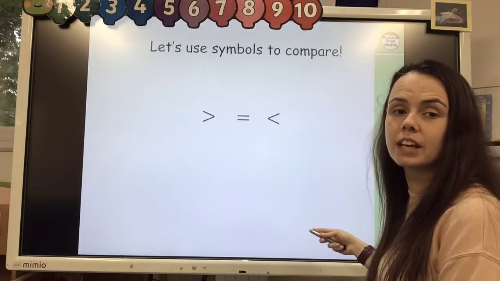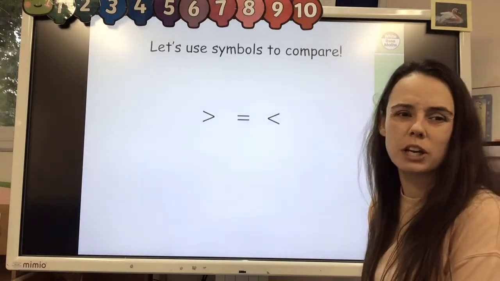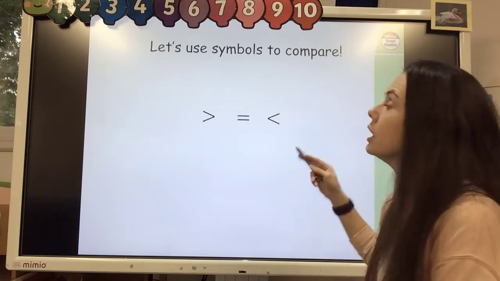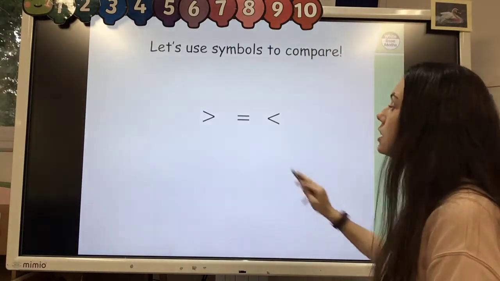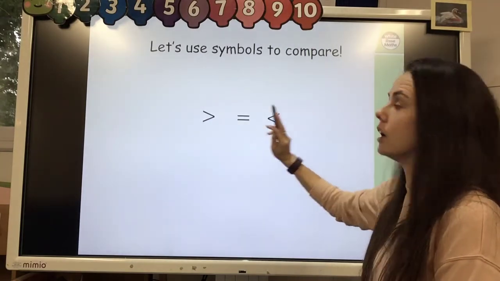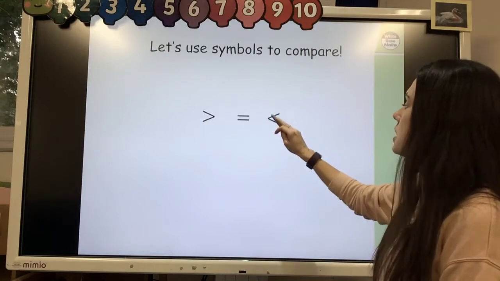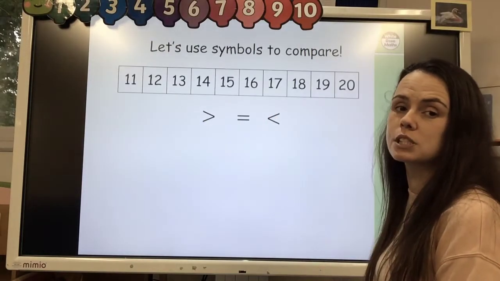Well done. So let's use symbols to compare, because writing the words greater than and less than takes a long time, whereas doing symbols is much easier. So bigger than, smaller than, same as. So bigger than, equals or the same as, smaller than. Let's go.